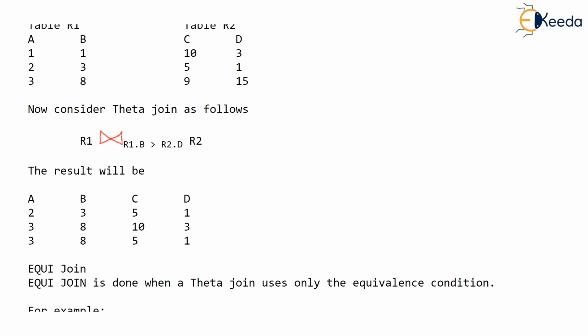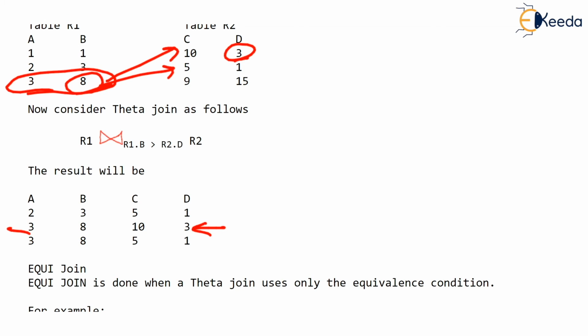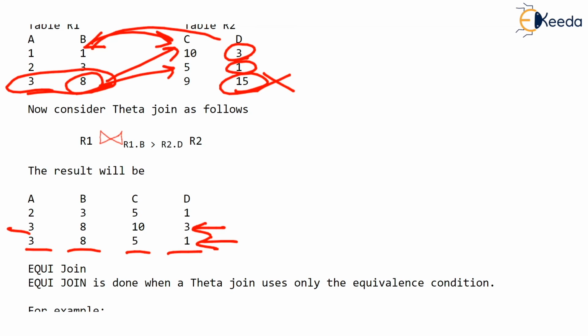What about the last one? The last row of R1 will also be joined with all the rows. 8 greater than 3 is true. B is greater than D. So this row 3, 8, 10, 3 is shown, and 8 greater than 1 is also true. So even this row 3, 8, 5, 1 is shown, but 8 greater than 15 is false, so this won't be shown. I'm sorry I wasted your time. I thought that we were checking B greater than C, so I was getting some other result. It is actually B greater than D that we are comparing. So there are three rows in our result.